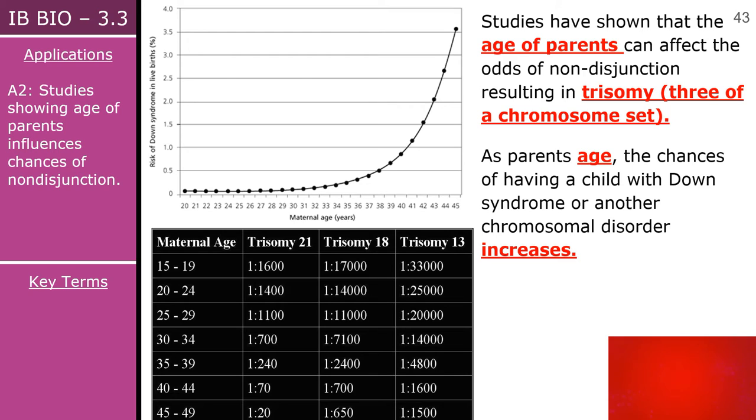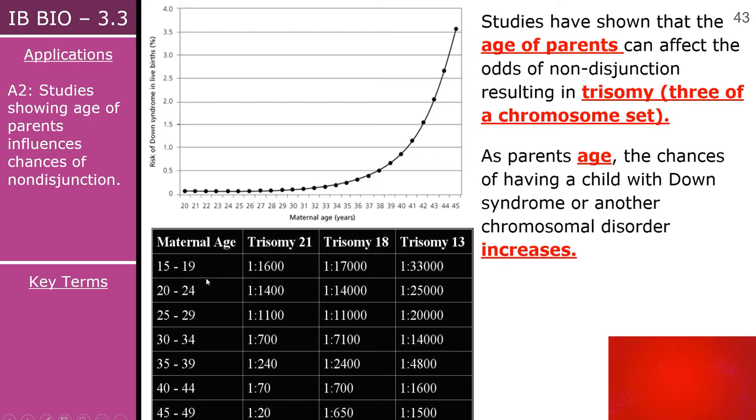So these chromosomal disorders are connected to age, particularly of women. Non-disjunction is more frequent the older that somebody gets, particularly these trisomies. So again, this is maternal age here on the bottom, and this is the risk of Down syndrome in live births, and you can see that it increases dramatically after the age of 35. So this is the age of the mother. As parents get older, the risk of having Down syndrome or other chromosomal disorders increases.